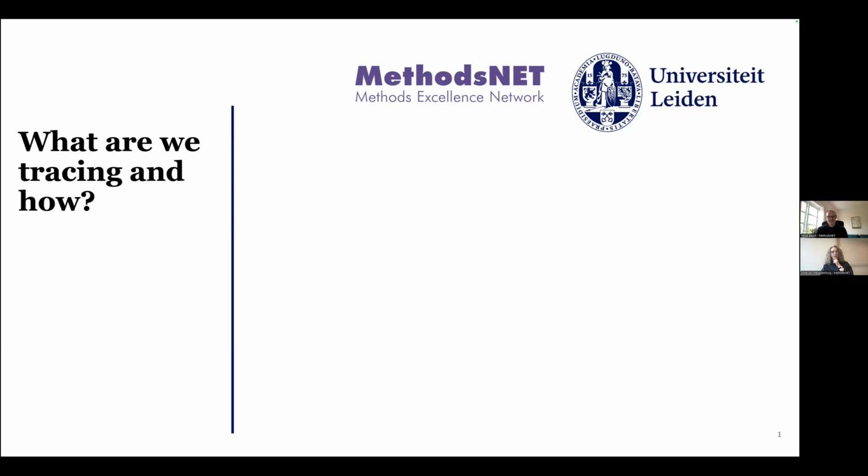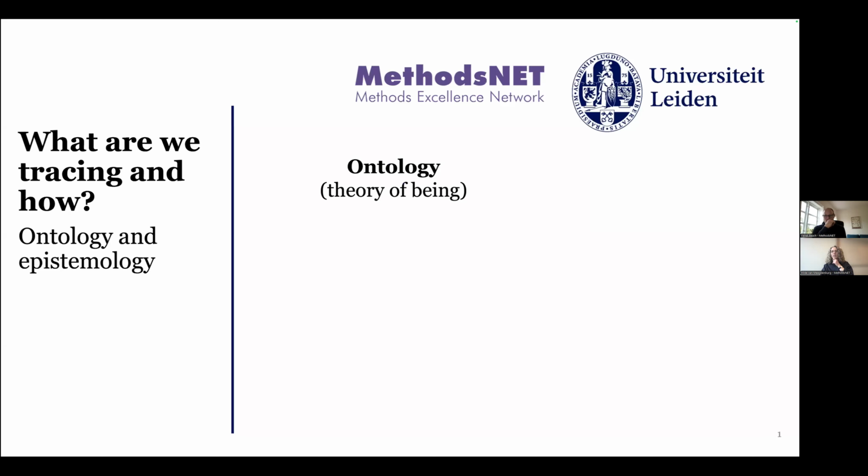So I'm just going to take you very quickly through ontology and epistemology, because what we are tracing is an ontological question, right? What are these processes? What is a mechanism? And how can we trace that is an epistemological question. To the extent that ontology is your theory of being, in this case, what is a mechanism would be your central question. Epistemology is your theory of knowing.